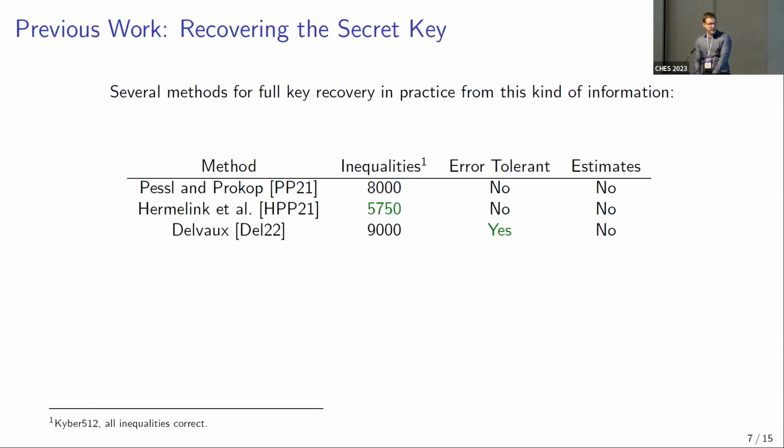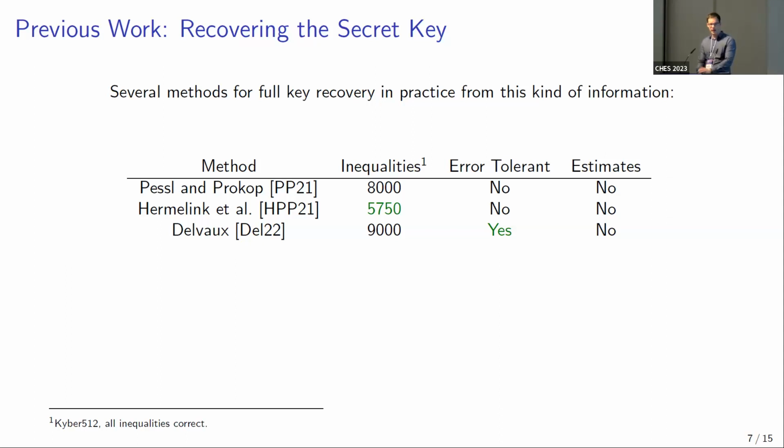Previously, several methods for full key recovery in practice have been presented. They are all based on something that is either similar to belief propagation or belief propagation directly. And these recovery methods come with different properties. First, the number of required inequalities, which translates, for example, to the number of required faults or the number of required traces.